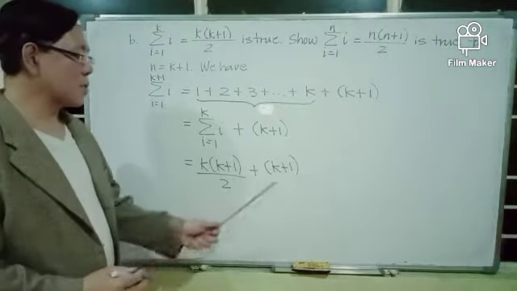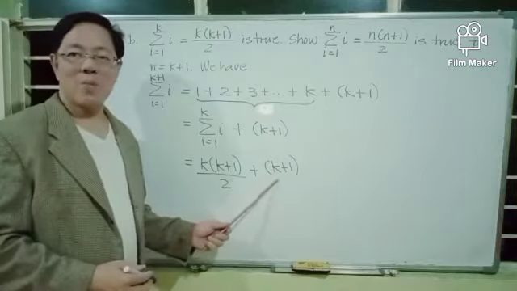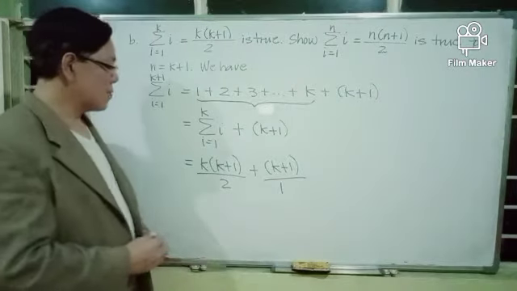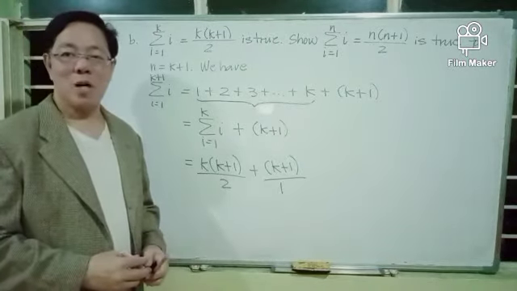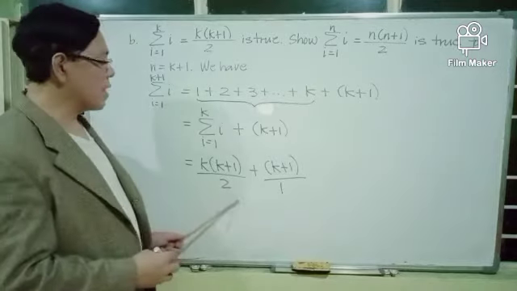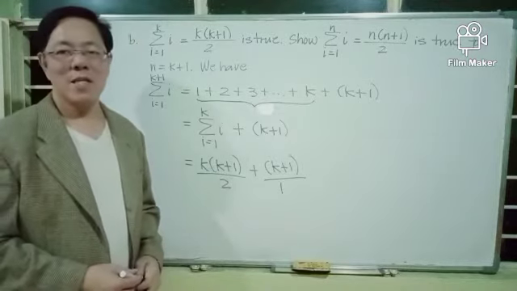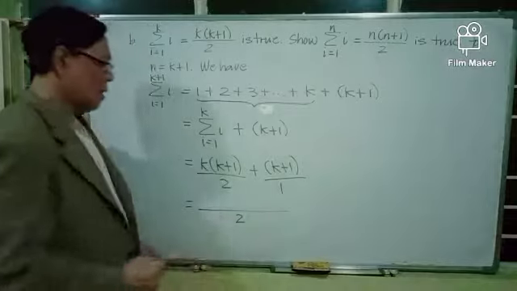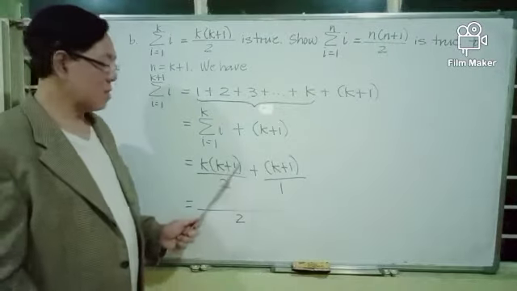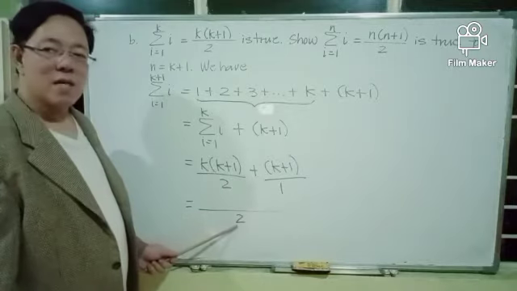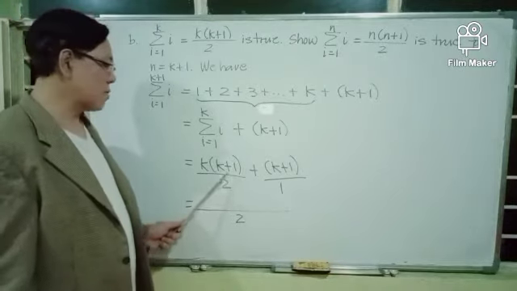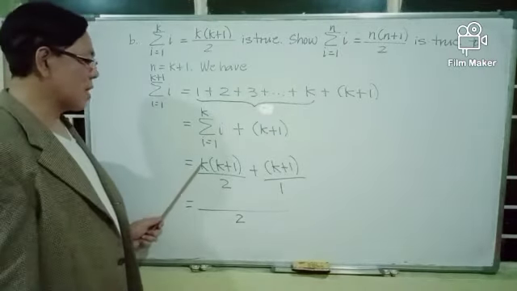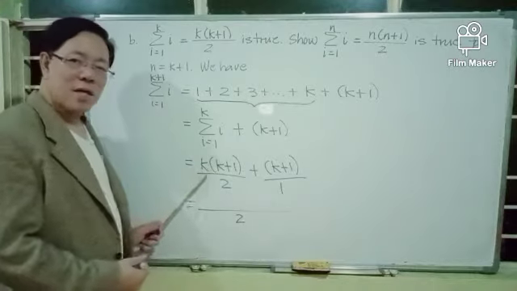And we combine these two terms. If you write the denominator of k plus 1, the denominator is 1. And the LCD of 2 and 1, the lowest common denominator, is the lowest number that can be divided by 2 and 1, which is 2. And we find the numerator of the combined. Divide the LCD by its denominator and multiply the quotient by the numerator. We have 2 divided by 2 is 1. 1 multiplied by k plus 1 equals k times k plus 1.